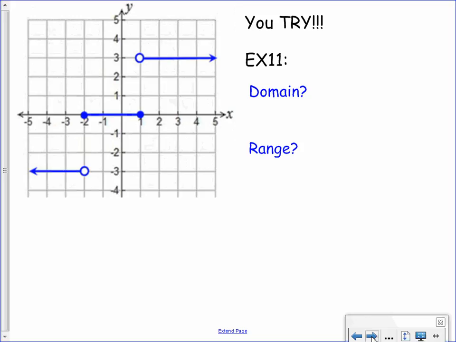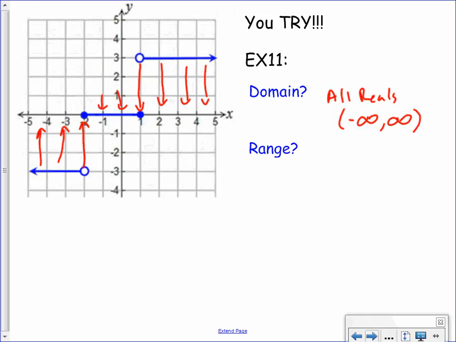Okay, here we go. It's a three-part piecewise graph. For the x, the question is, does x exist at -2? The answer is, yes, it does. Right? Another question, does the x exist at 1? Yes, it does. So, Jasmine, what do you think? Does the x exist everywhere? Yeah. So the answer is, it's all real numbers. Again, all reals. They made it nice by showing it goes to infinity.